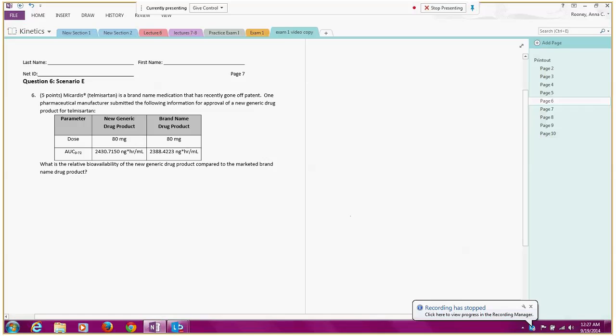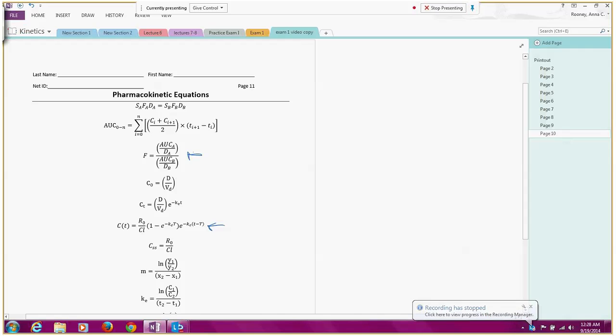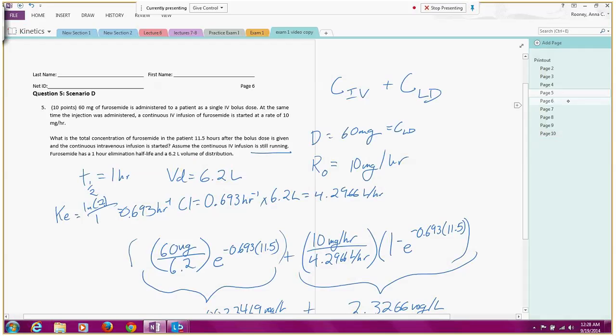So this one is a bioavailability question, and it's trying to find the relative bioavailability of a new drug product compared to a marketed brand name product. I don't pronounce drug names right at all, so I try to avoid it at all costs. With this one, what equation we're going to use is this one, not that one. They already found the area under the curve and the dose for us, which is terribly convenient.